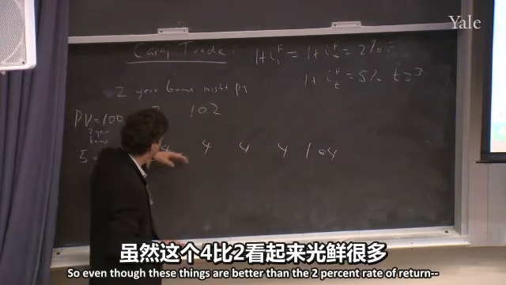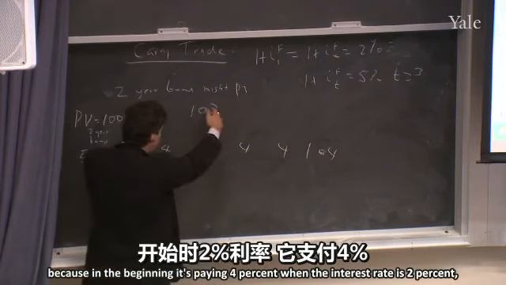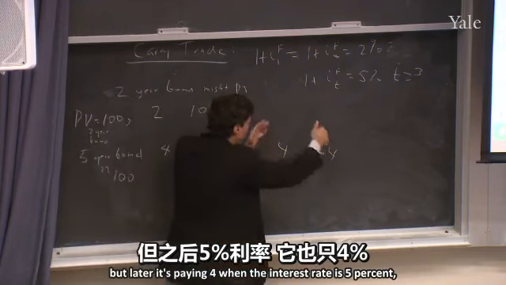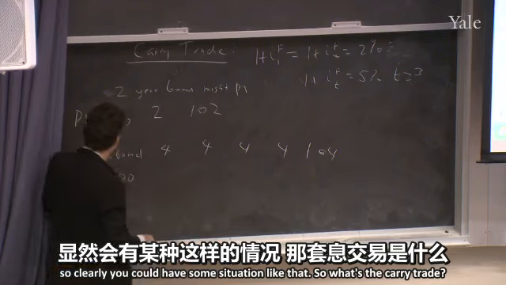So even though these are better than the 2% rate, this bond does great at the beginning, but does poorly thereafter. Because at the beginning it's paying 4% when the interest rate is 2%, but later it's paying 4s when the interest rate is 5%. So clearly you could have some situation like that.